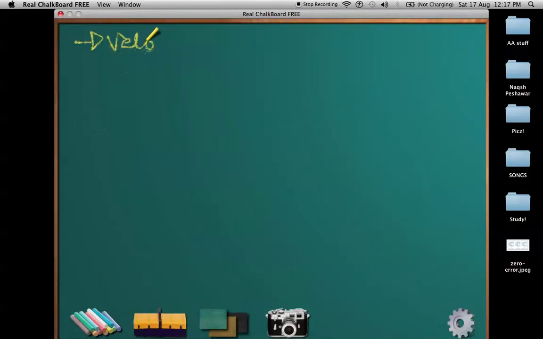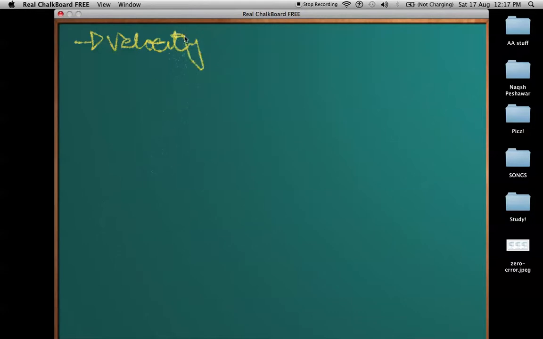Let's talk about velocity time graphs. Let's make the same graph again, and let's see, if it's a velocity time graph, what information we get from that.